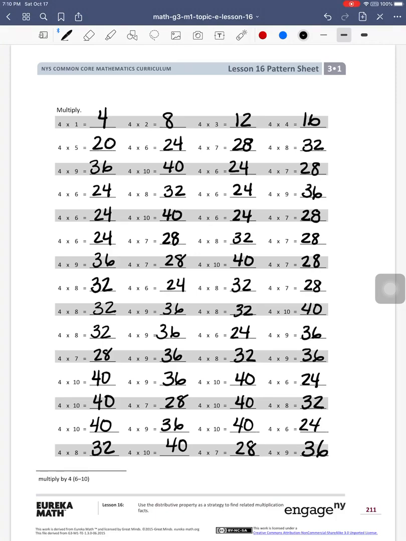It's time for us to check our Module 1, Lesson 16. Here you will see the pattern sheet. Press pause while you are checking your answers. Once you're done, you may press play and we'll check our problem set.